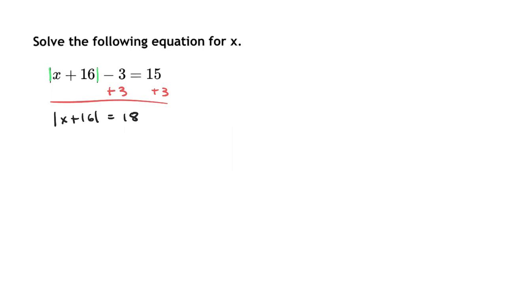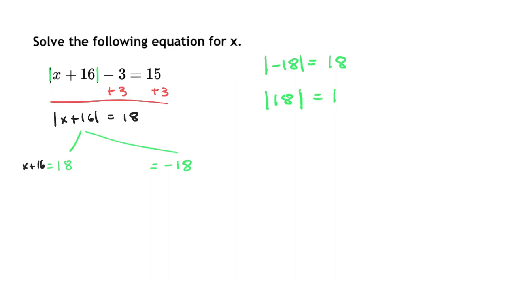Now, the key idea here is that since you have this absolute value, we have to remember that the absolute value of negative 18 is equal to a positive 18, and the absolute value of a positive 18 is also equal to a positive 18. So what's happening is that nothing changes on the inside as far as the signs, but we want this inside stuff, whatever it is, to either equal 18 or equal negative 18. So it kind of turns into two separate equations. And so you have x plus 16 is equal to 18, and x plus 16 is equal to negative 18.